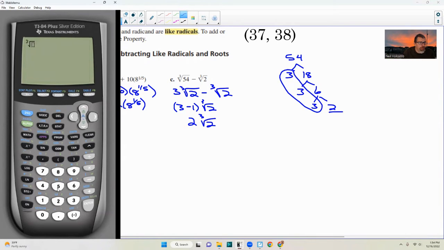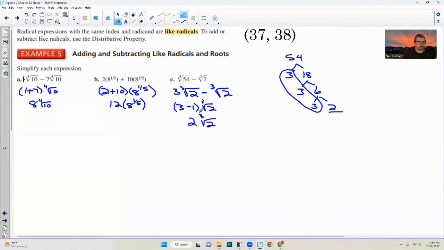So there's the cube root of 54, minus math 4, the cube root of 2. And I hit enter, and I got an answer of 2.5198421. So it's an approximation, about 2.5. So what is 2 times the cube root of 2? I go 2, math, cube root, 2, enter, and I should get the same decimal, and I do. So this is the correct simplification.